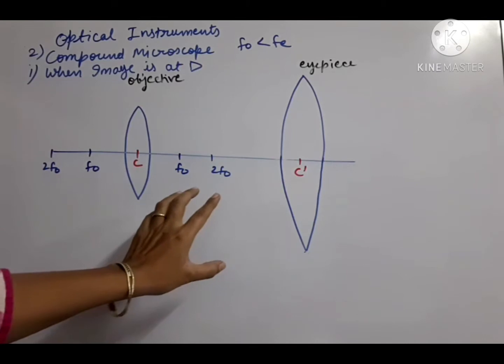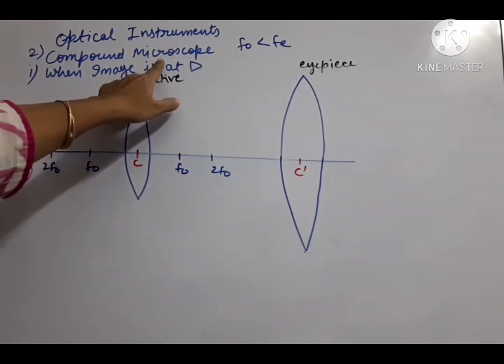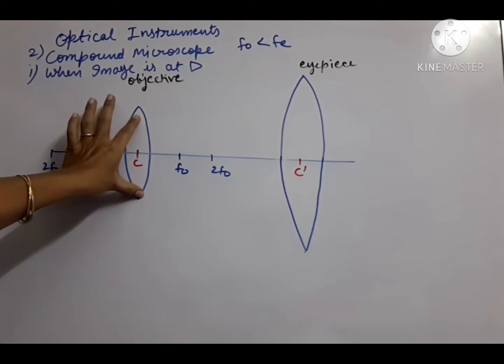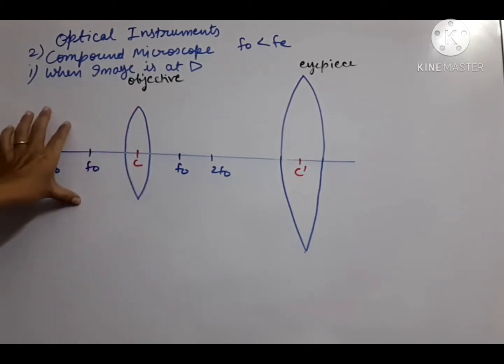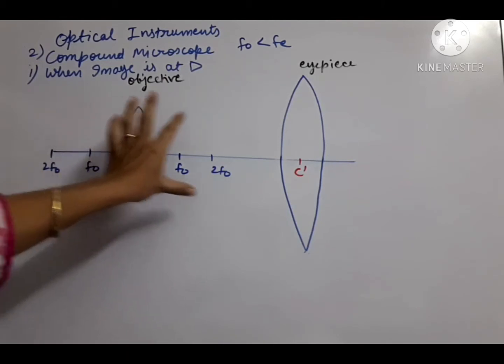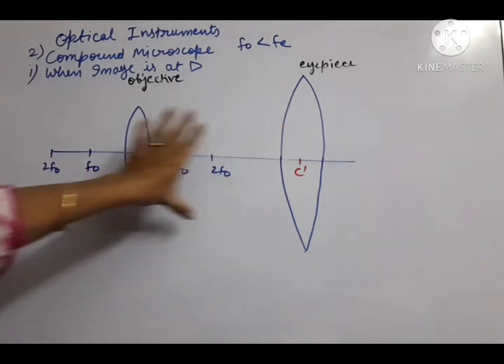Okay. Now what will happen? The object which we have to magnify, because we are doing a microscope, the object will be very small. First of all, this first lens will be kept near the object. That's why this lens is called the objective lens. And it will make a magnified image this side. This is the tube of the compound microscope.